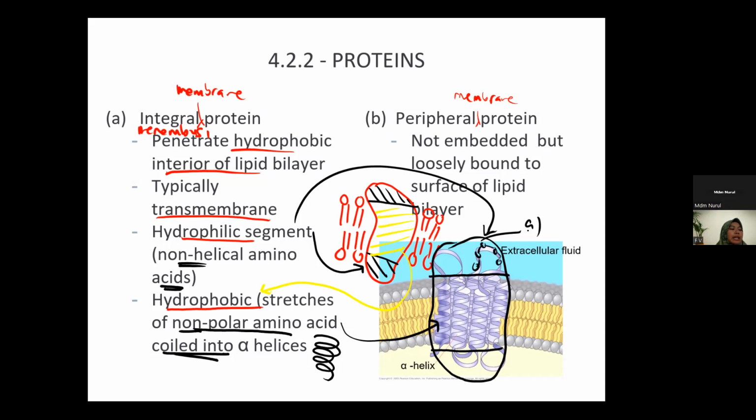Next, peripheral protein. Peripheral protein yang mana? Peripheral protein yang duduk dekat tepi-tepi, sisi-sisi ni. Okay, so peripheral protein is not embedded. Dia tak melekat, menembusi the plasma membrane, but it is loosely bound to the surface of lipid bilayer. So dia hanya melekat to the surface of the lipid bilayer. Okay, so that is integral protein and peripheral protein.